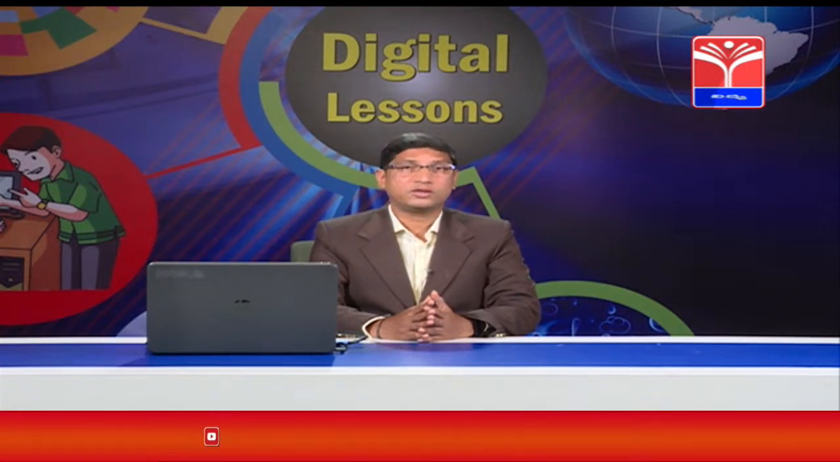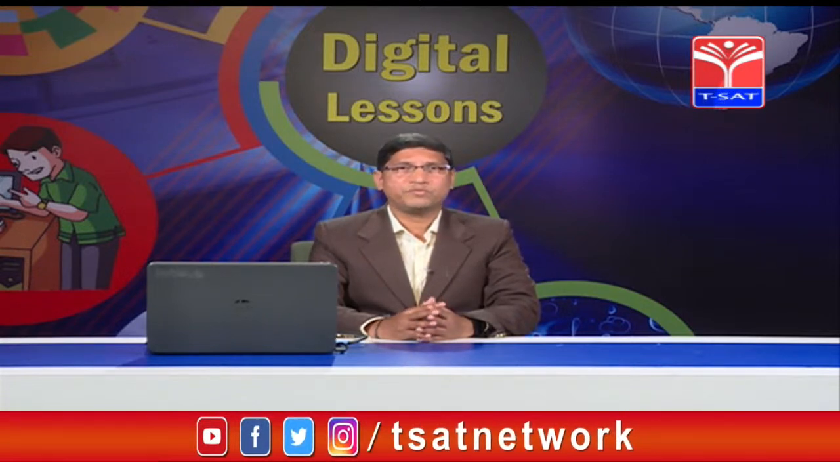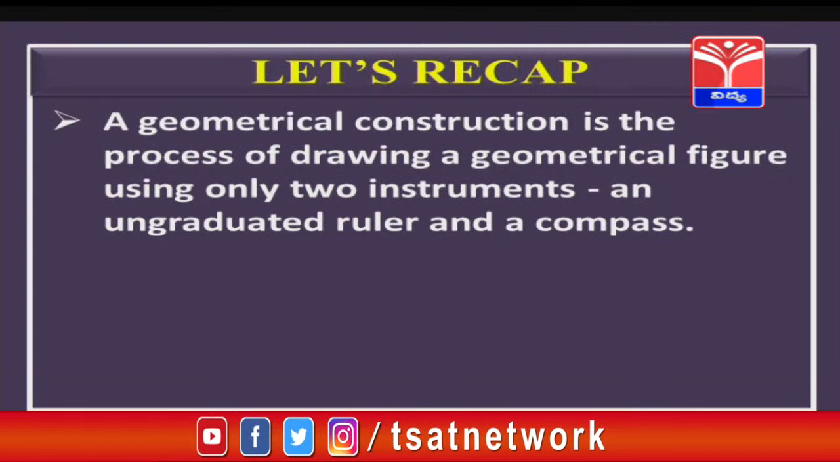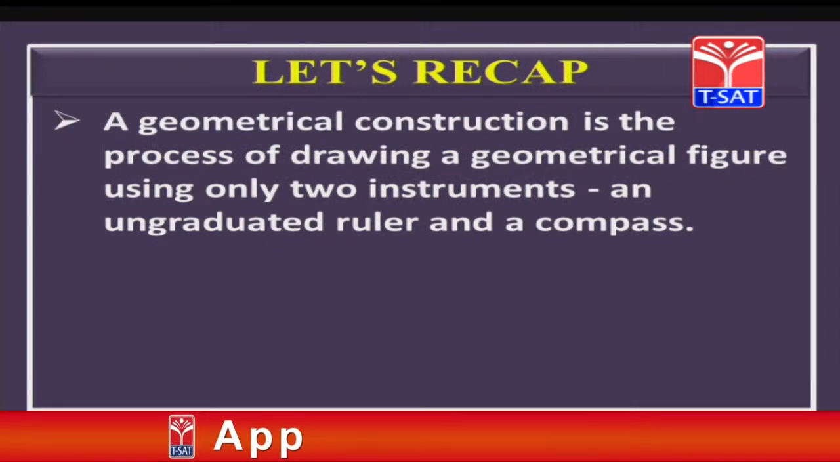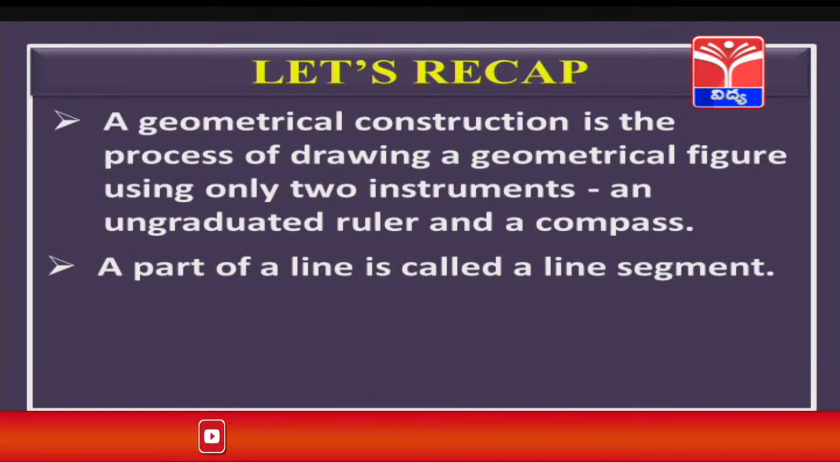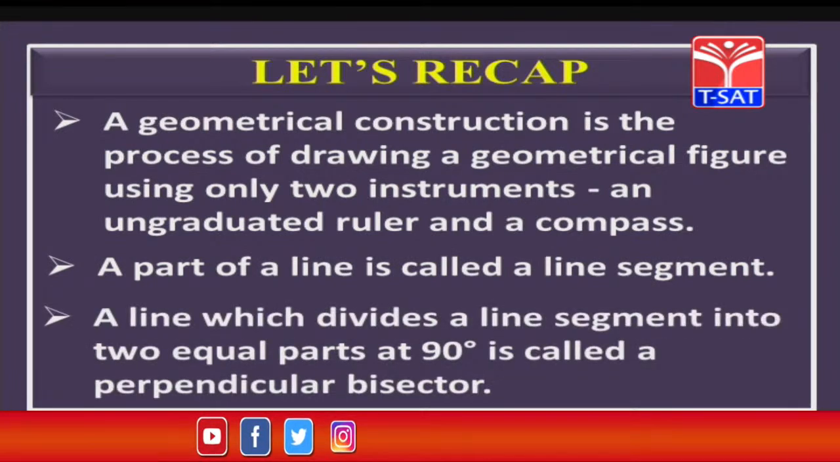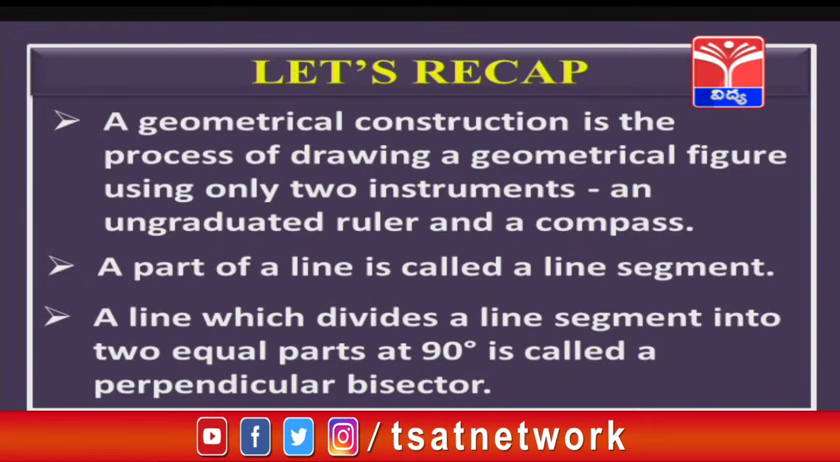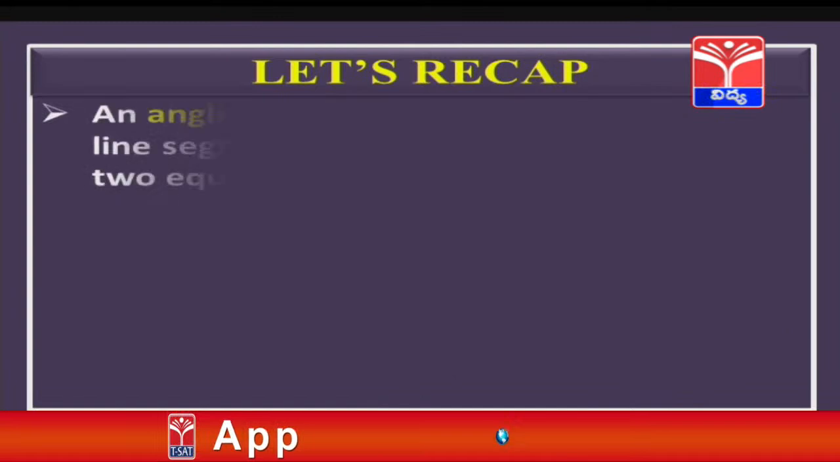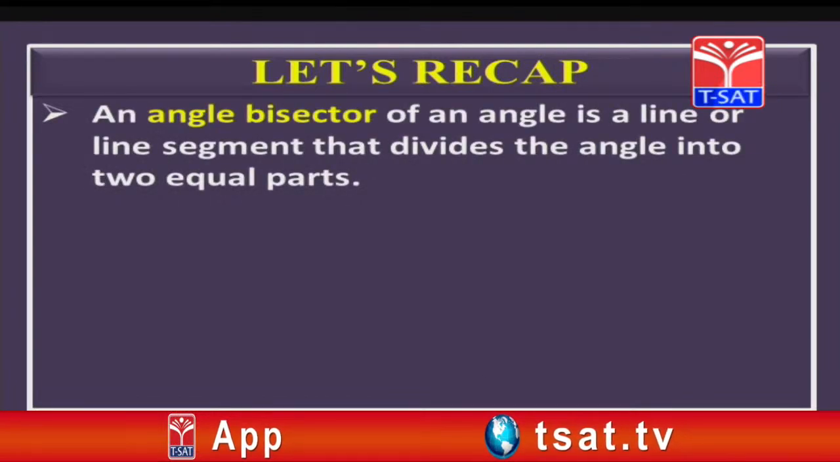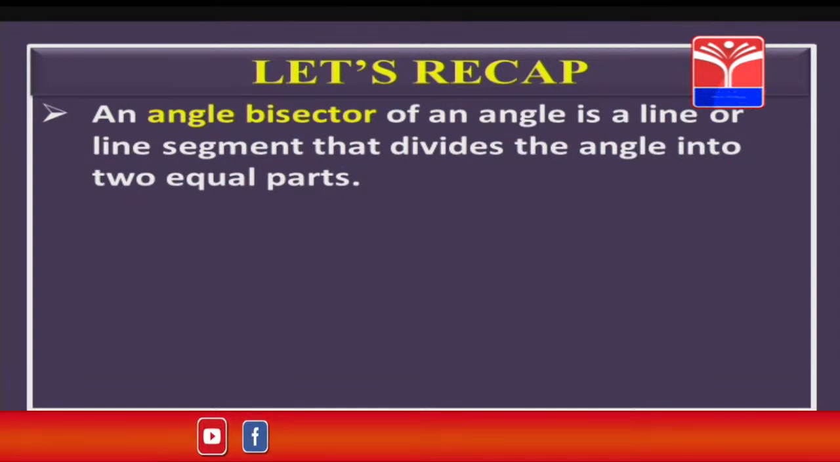I hope you understood all the constructions very well. So, before we end our session, let us quickly recap what we have learnt in this session. A geometrical construction is the process of drawing a geometrical figure using only two instruments, that is an ungraduated ruler and a compass. A part of a line is called a line segment. A line which divides a line segment into two equal parts at 90 degrees is called a perpendicular bisector. An angle bisector of an angle is a line or line segment that divides the angle into two equal parts.